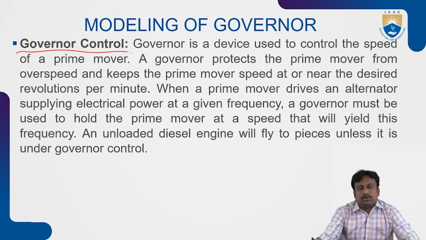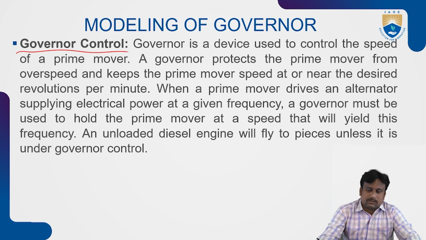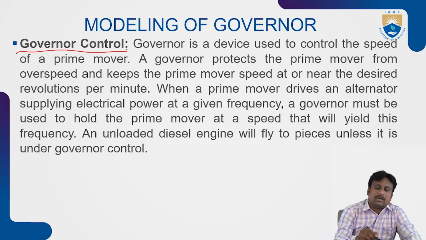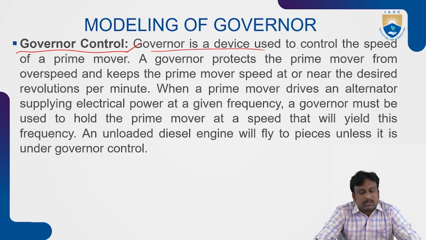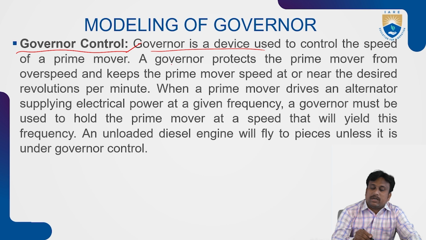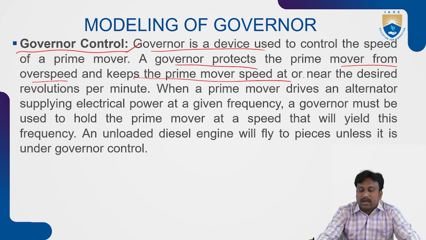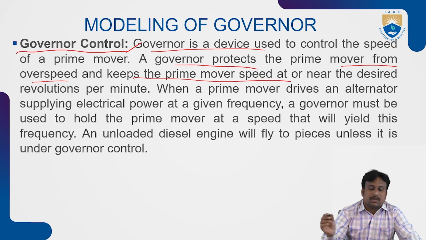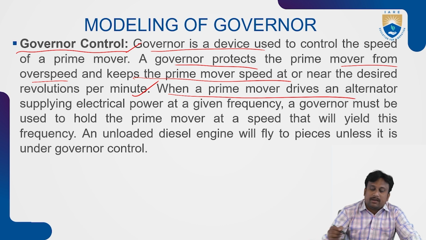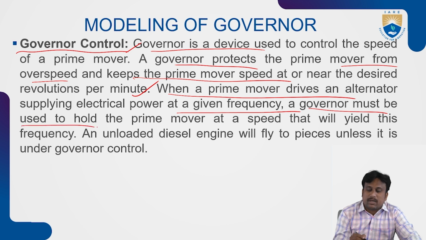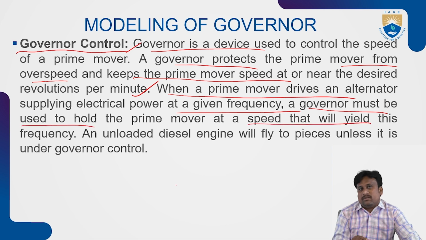What is governor control? The governor is introduced to control the speed. A governor is a device used to control the speed of the prime mover. It protects the prime mover from overspeed and keeps the prime mover speed at or near the desired revolutions per minute. When a prime mover drives an alternator supplying electrical power at a given frequency, the governor must be used to hold the prime mover at a speed that yields this frequency.